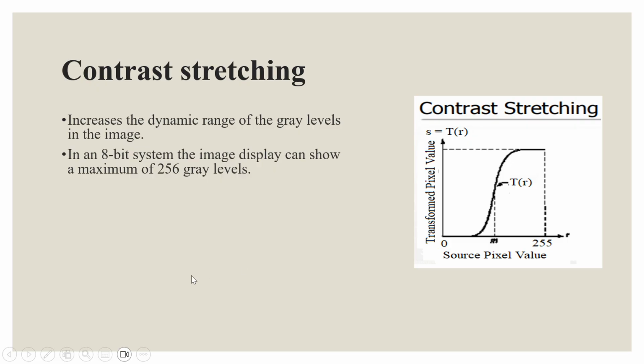Next is the contrast stretching. Contrast stretching is used to increase the dynamic range of the gray levels in the image. In an 8-bit system, the image display will contain a maximum of 256 gray levels. Contrast stretching will make all the pixels in the image lie in the range of 0 to 256. Pixel values less than m are assigned to the darker regions, and pixel values above the threshold are mapped to the brighter areas of the image.